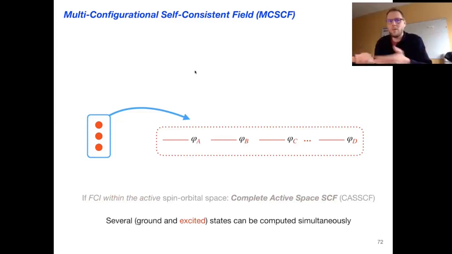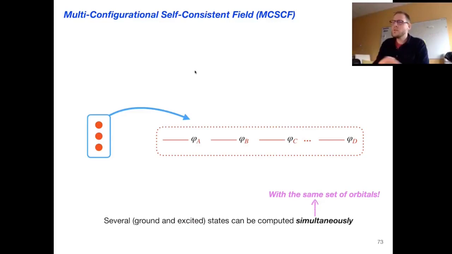So you can, in this method, calculate simultaneously both ground and excited states. And this is usually what people do in practice, okay? So there is a simultaneous evaluation of ground and excited states. So how does it work? It's obvious if you do a CI calculation, you can pick up several states, okay? The only question is, what are you doing with the orbitals? So this calculation can be done simultaneously.